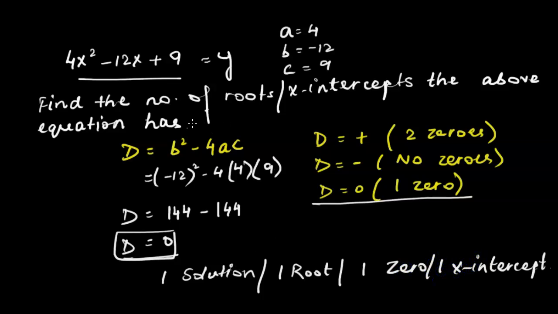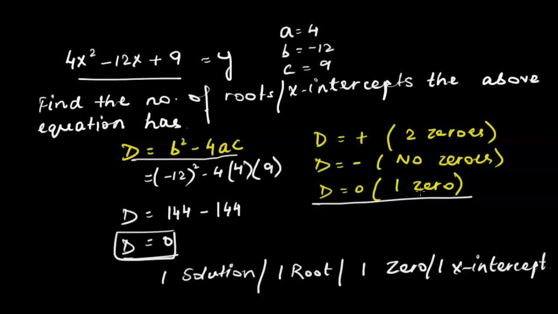So whenever the question asks us to find the number of roots or x-intercepts that any quadratic equation given to us in standard form has, we always use the discriminant and we solve for the discriminant value. If the discriminant value we get is a positive number, be it any number, it just has to be a positive number, then the number of roots that particular equation is going to have is 2. If the discriminant value is any negative number, then there will be no roots for the given equation. And if the discriminant value is 0, then there will be 1 zero for the given equation.